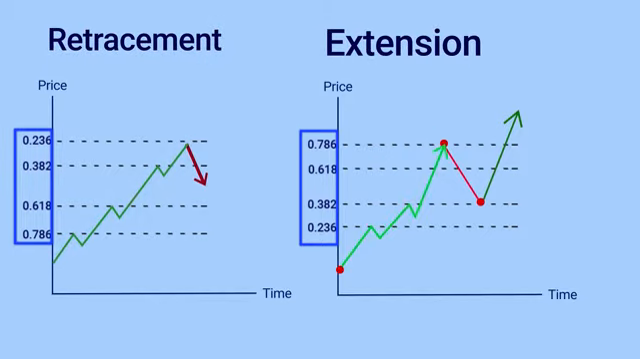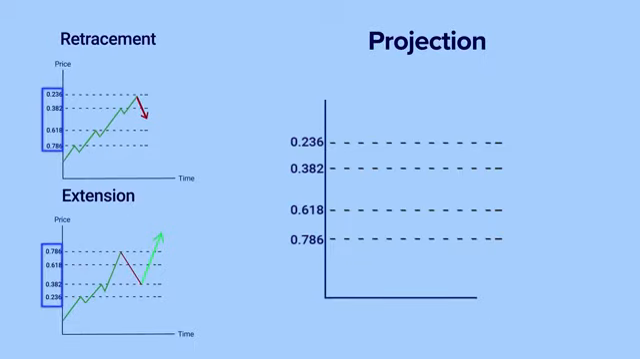First, there has to be a move, then there is a pullback, and after that pullback there has to be an extension. We will see them when we go to the charts and it will be more clear to us. And there is another important part, that is the projection. It is used using the Fibonacci retracement only.